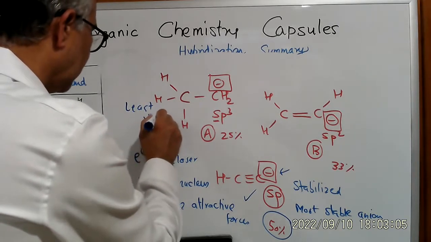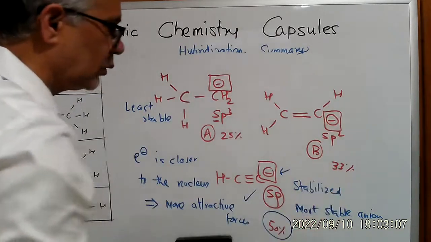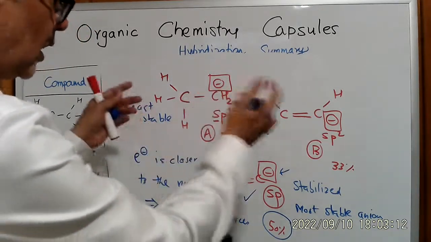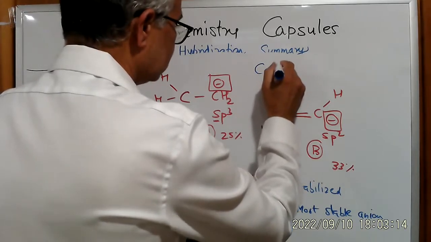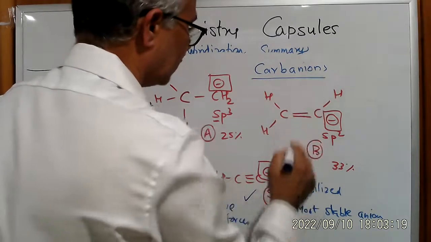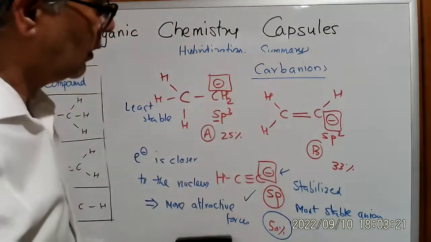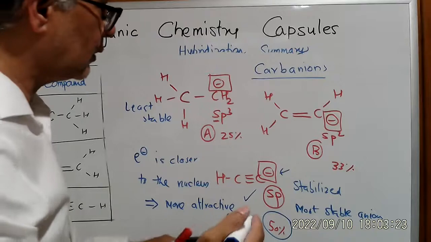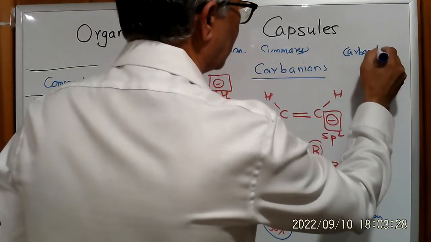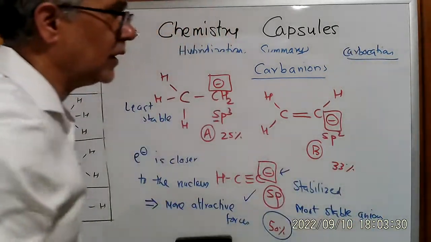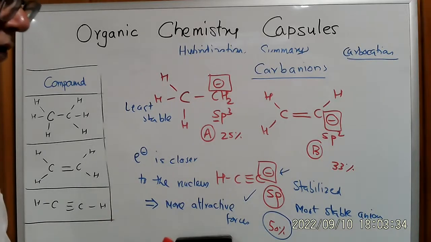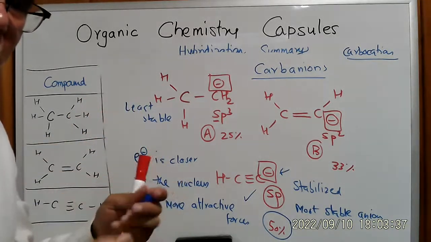So here we invoked hybridization to explain the relative stabilities of different anions, carbanions, because the negative charge is on a carbon. In other videos, we'll also talk about carbocations. In case you're wondering, there's something called a carbocation as well. We'll not touch that yet. We'll come to that. So this is another concept we utilize to explain the relative stabilities.